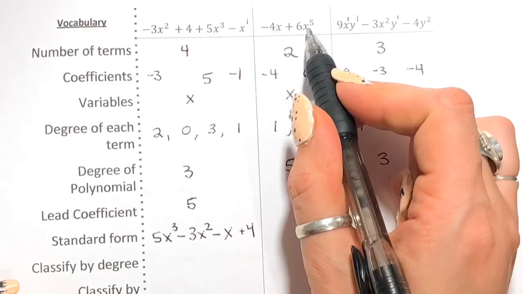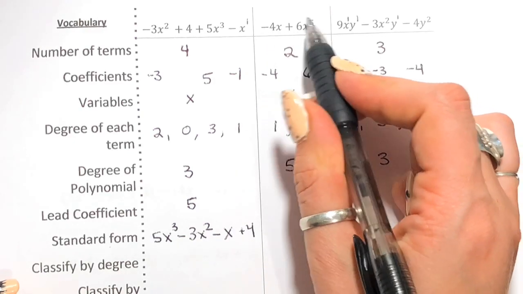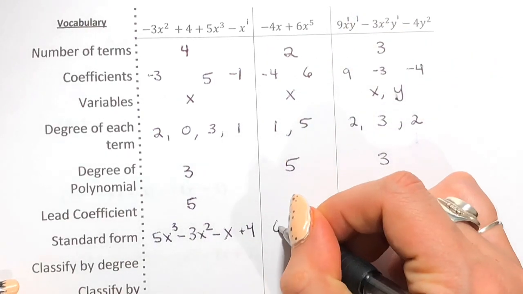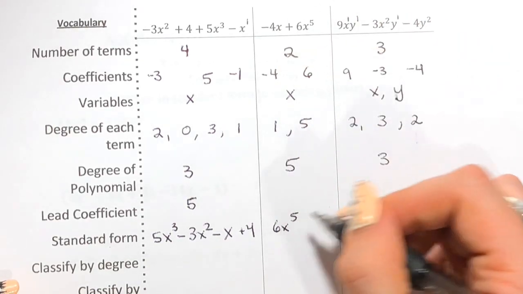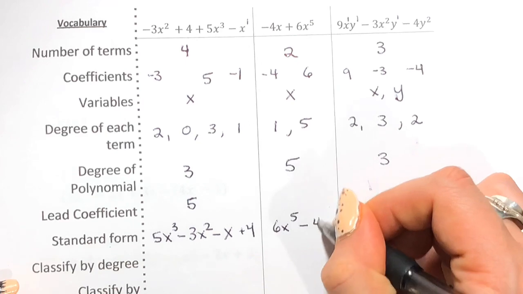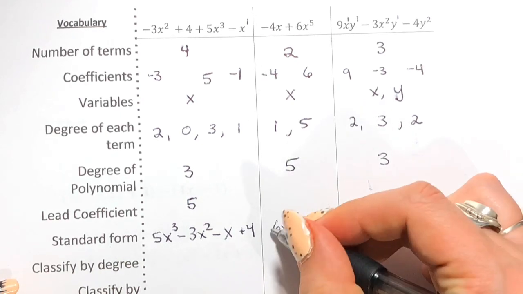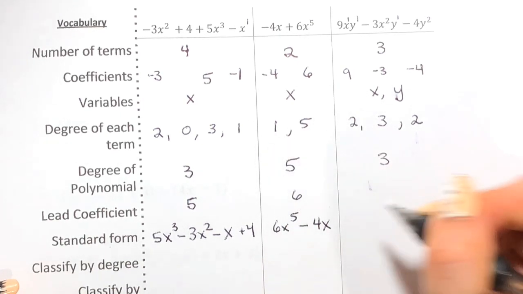And then let's put this one in standard form. So again, the highest degree should go first. So that 6x to the 5th should come at the beginning. And then since there's only 2 terms, the next one would just be negative 4x. So in this case, that leading coefficient is a 6.